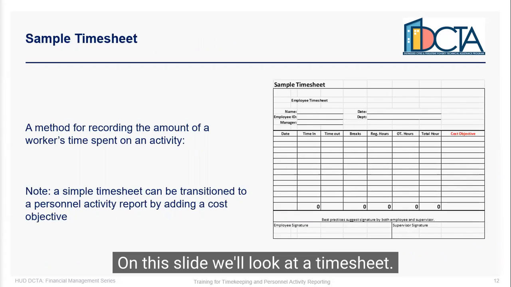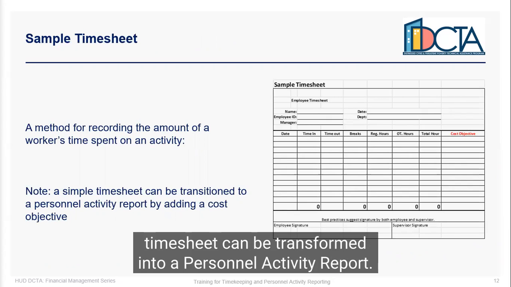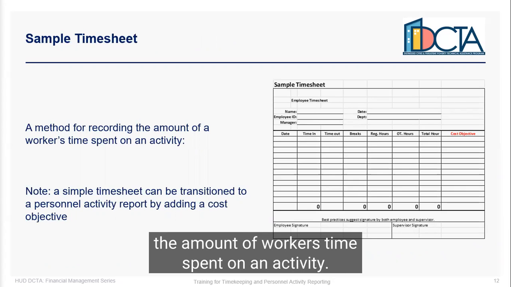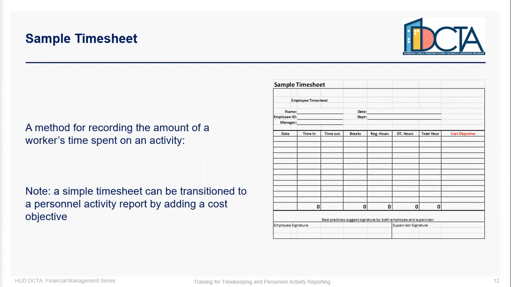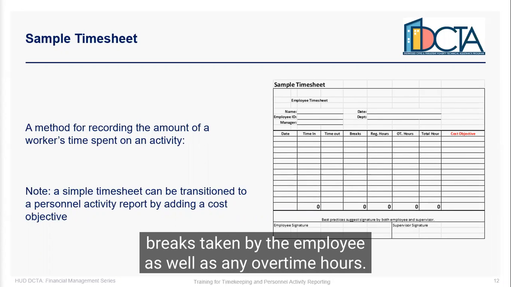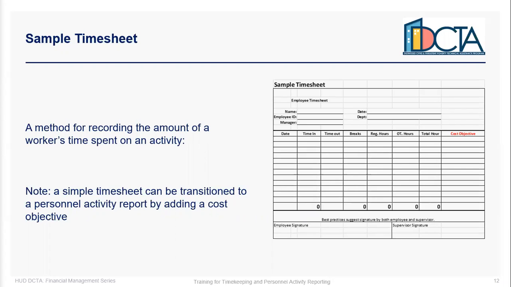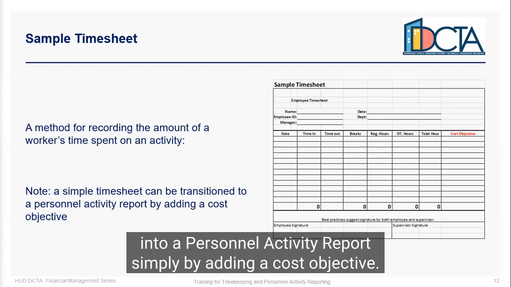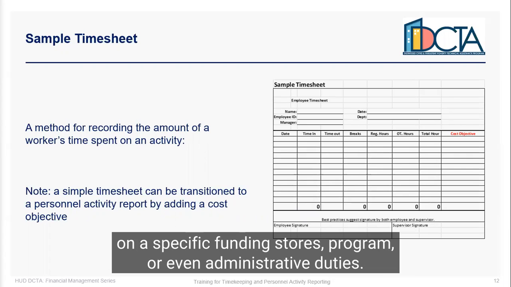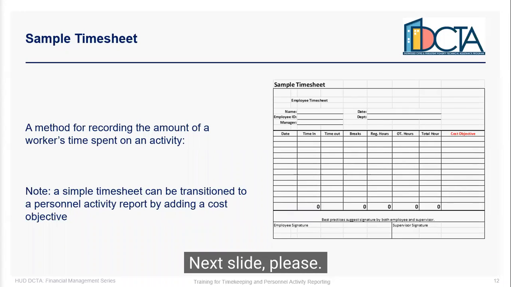On this slide, we'll look at a timesheet. We'll also talk about how this simple timesheet can be transformed into a personnel activity report. A timesheet is a method which records the amount of workers' time spent on an activity. It reports basic information like a start and end time, breaks taken by the employee, as well as any overtime hours. Now, this timesheet can be transformed into a personnel activity report simply by adding a cost objective. Once a cost objective is added, the timesheet now details the hours spent on a specific funding source, program, or even administrative duties. Next slide, please.